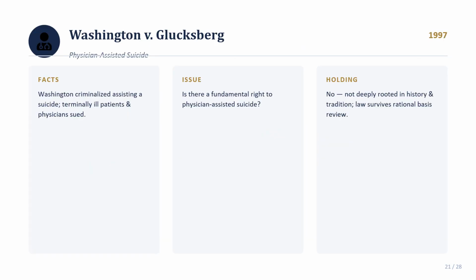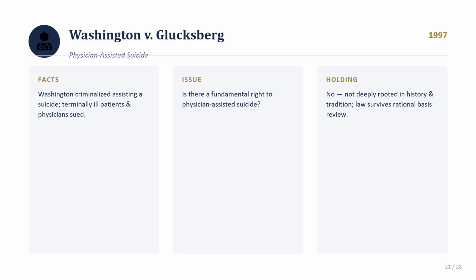Now let's talk about a question that we deliberately left open, and that is, does a right to refuse treatment imply a broader right to affirmative assistance to end one's life? Glucksberg gives us the court's answer. I want to walk through the reasoning carefully, because the methods matter just as much as the conclusion.